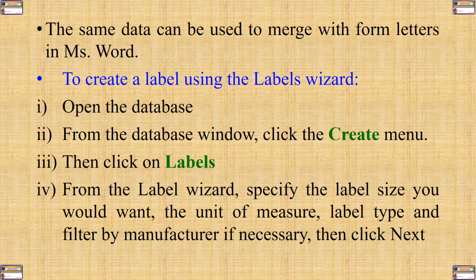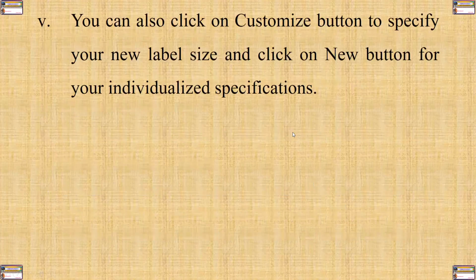So from the label wizard, you specify the label size that you want. That is one which will match with the paper or the sticker that you have, the unit of measure, the label type, and also you select the appropriate manufacturer. And then you click on Next.